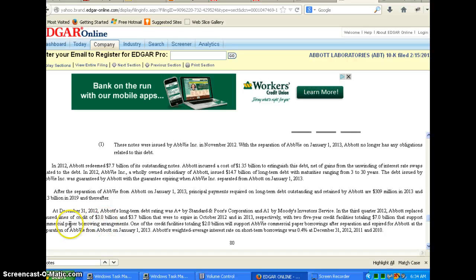Okay, and make sure you understand what commercial paper is. It's short-term borrowing, and how they replaced it with unused credit facilities. So it looks like they're increasing their short-term credit facilities. That's a really low cost of funds because you only borrow the money for a short period of time, and that's the direction they're going in.